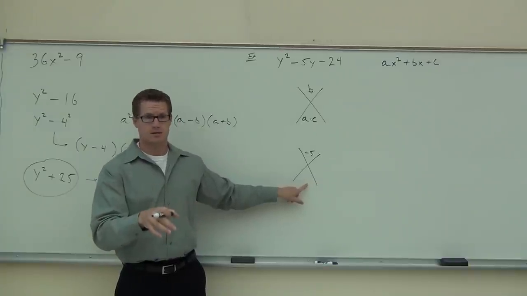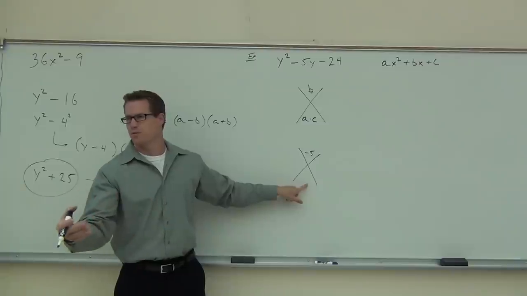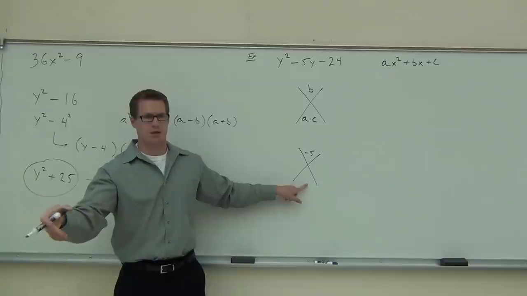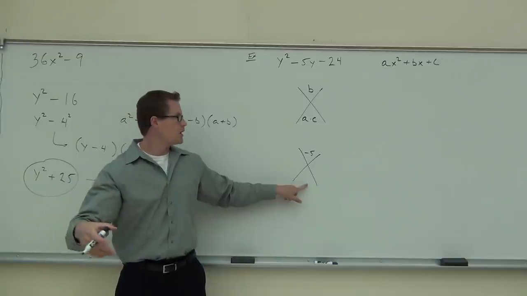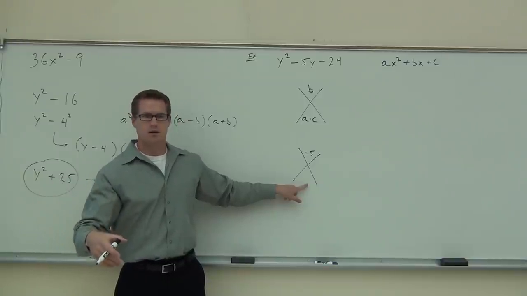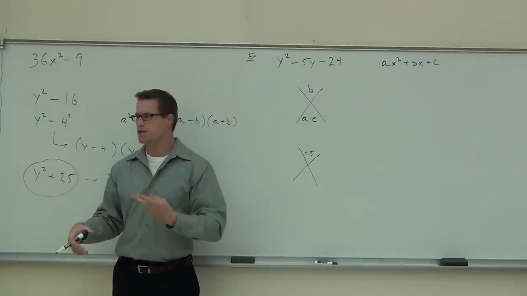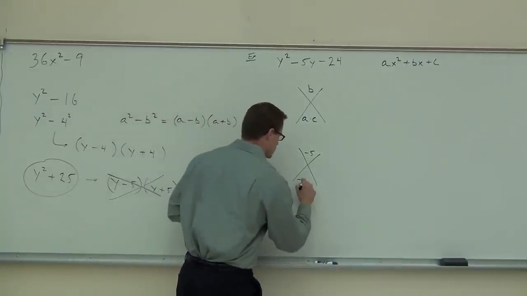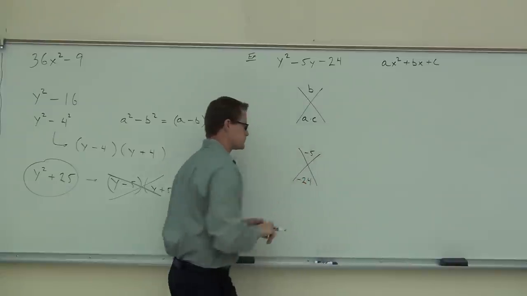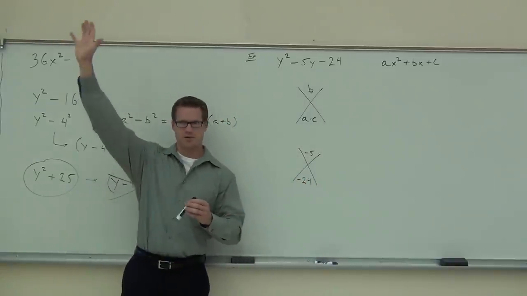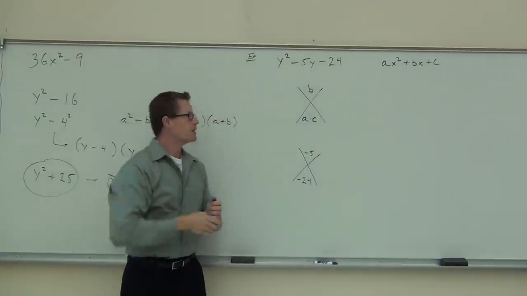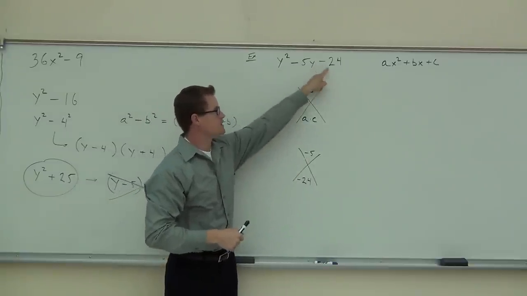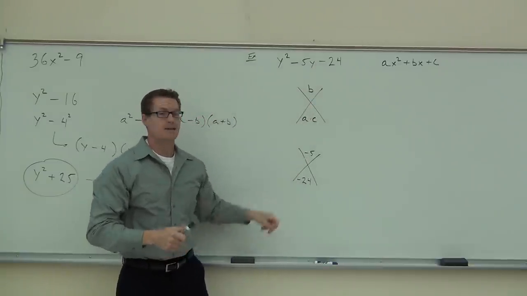What is our A? 1. That really, when we multiply that, that's not doing a whole lot, but I'm going to show you why we do this in the future, okay? I'm setting you up for the future here. What is our C? -24. So we're going to put 1 times -24. How much is that? -24. We're going to put that here. Raise your hand if you're still with me. See where those numbers are coming from. Okay. So our B here, our A times our C here.